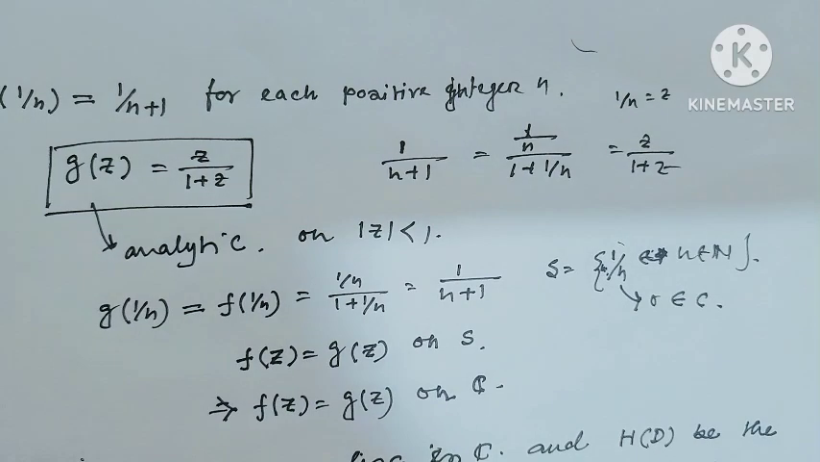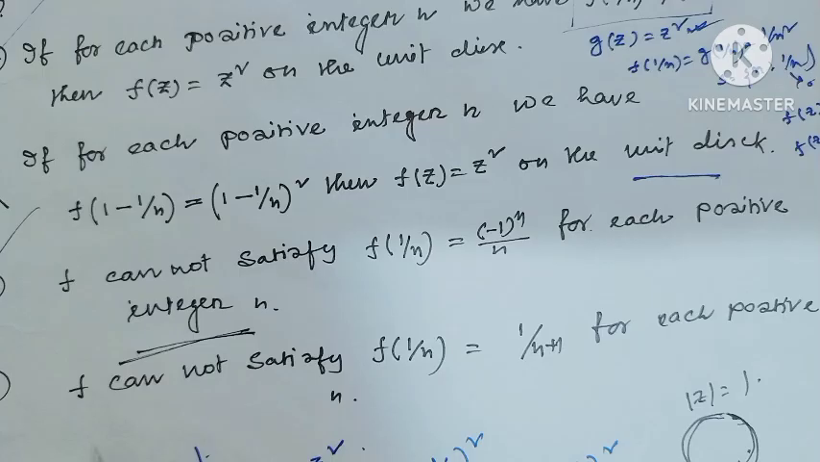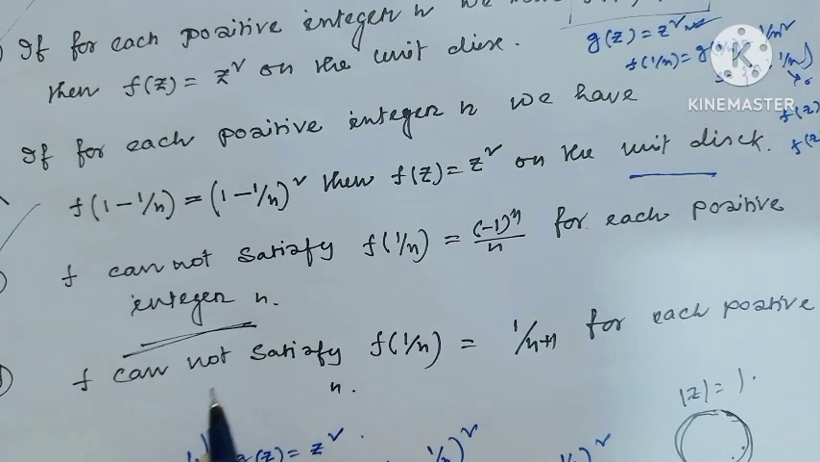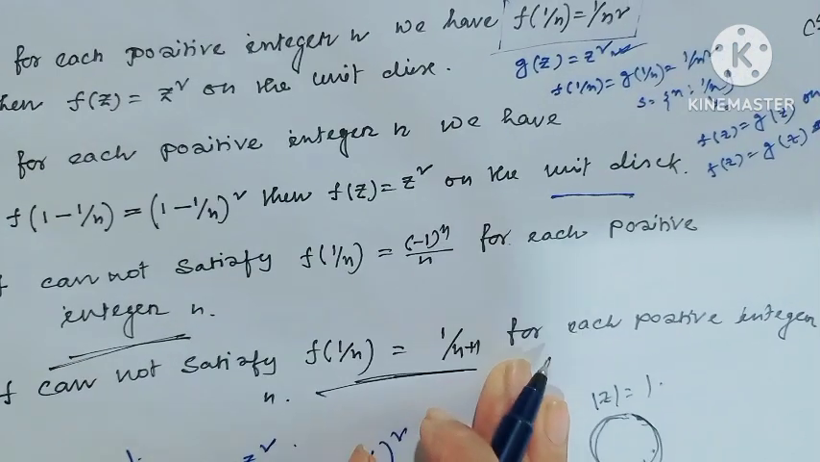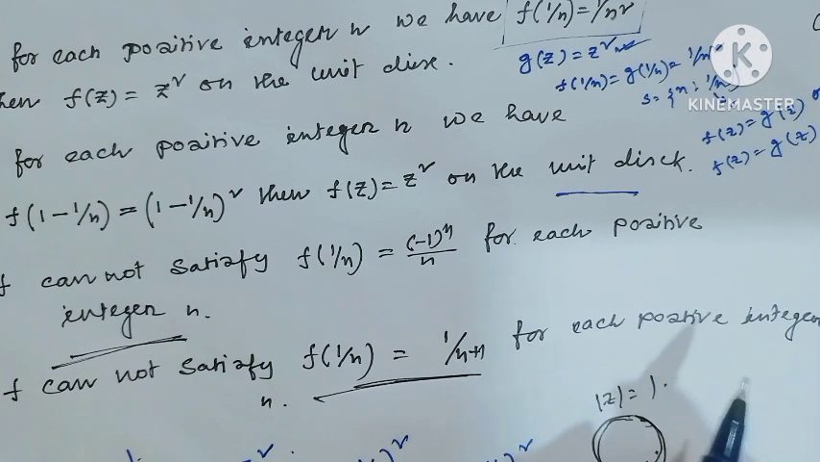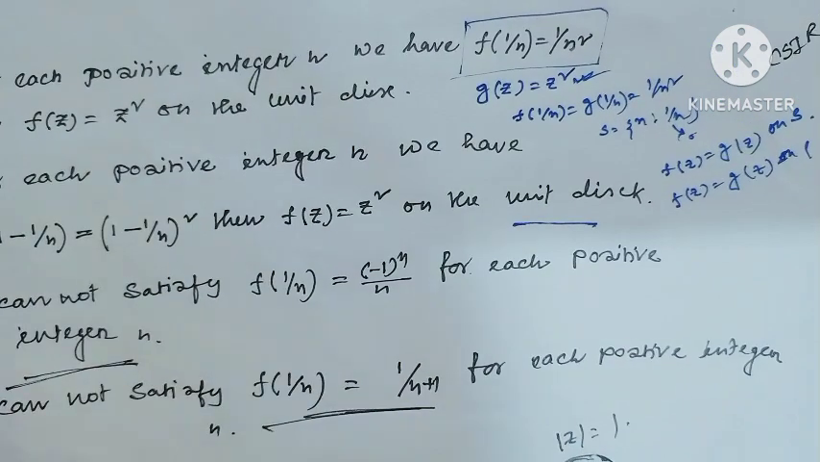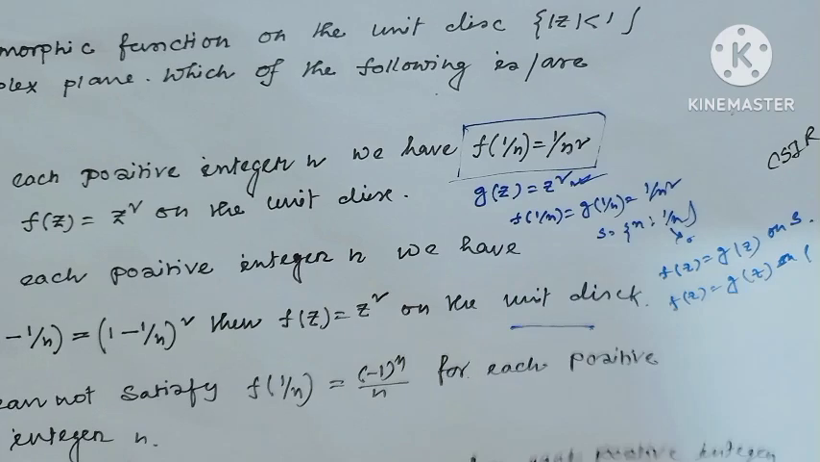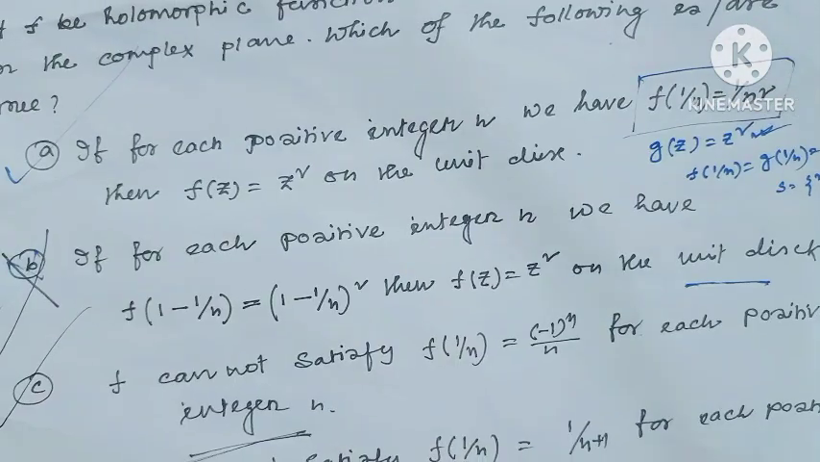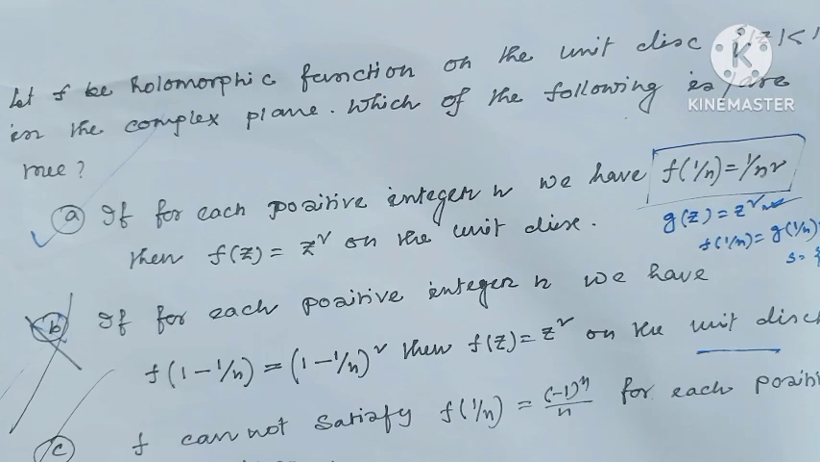Therefore, the fourth option is also a wrong option, because the fourth option indicates f cannot satisfy this condition. But here I have got by the identity theorem that I will always get this type of function. So option 4 is also a wrong option. That means A and C are the right options. I hope all my viewers have understood, this is okay.